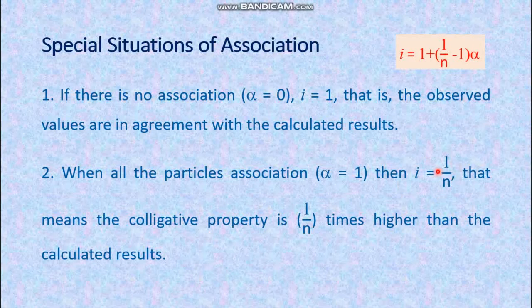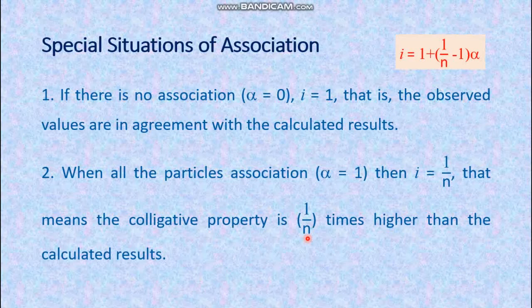So in that case the colligative property is 1 by n times, actually it is lower. Okay, 1 by n times means this is a fraction. If the value of n is 2, then it is 0.5 times the calculated results. For example, in case of acetic acid, if it completely associates to form a dimer, then the value of 1 by n is 1 by 2. It is 0.5. So 0.5 times means actually the value lowers.